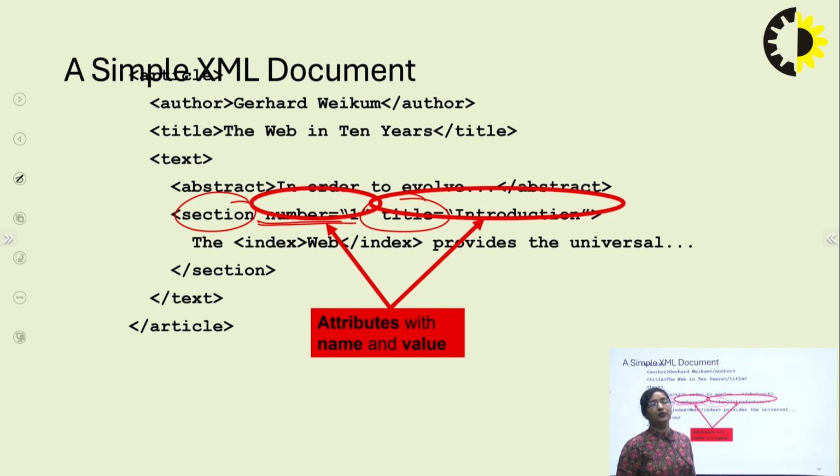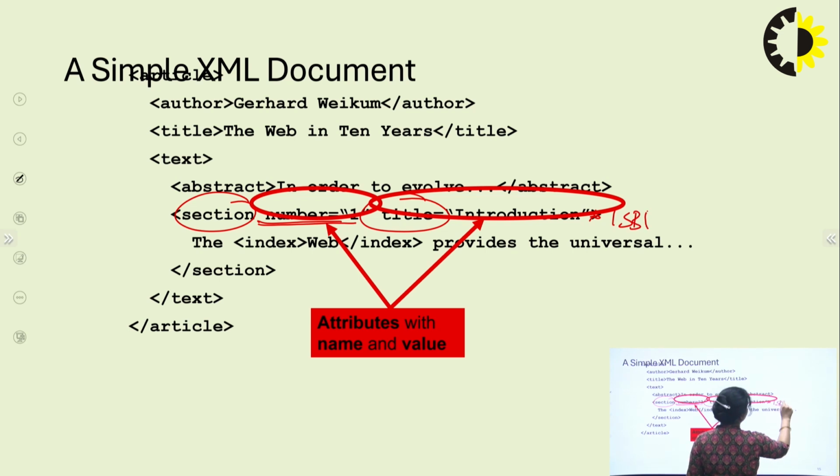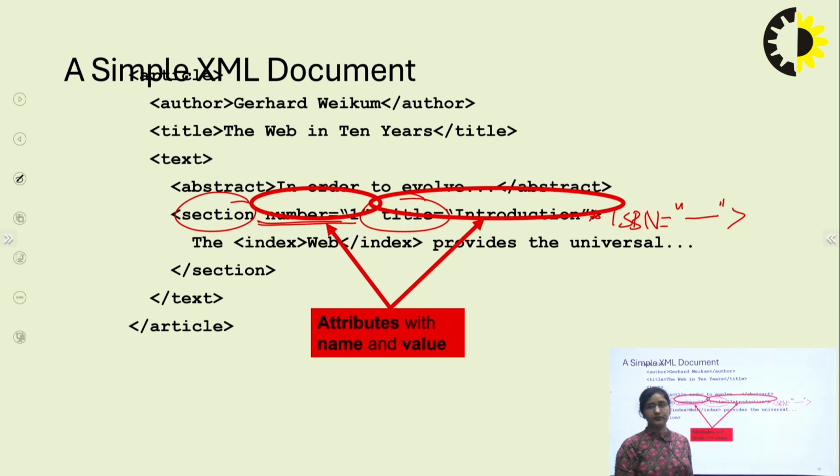If I want to write more attributes, then what will happen? After section, number is equal to 1, title is equal to introduction. Suppose ISBN number. So what I can write over here, instead of closing the tag over here, just write ISBN is equal to the number which will be there, and this tag will be closed.